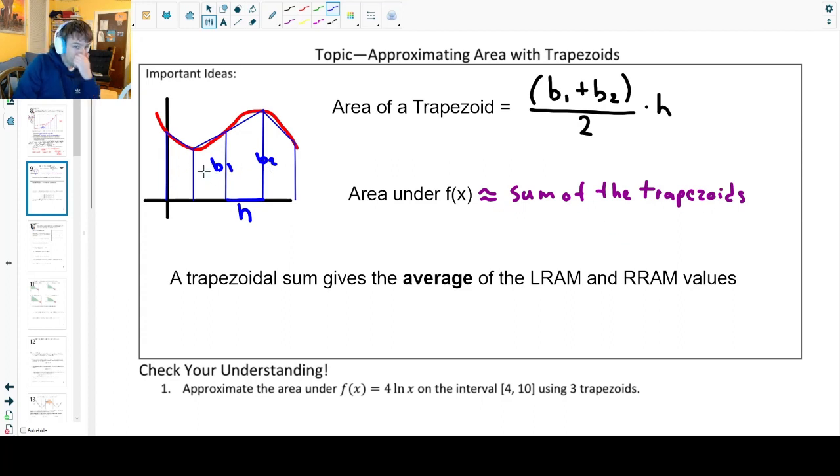So however many trapezoids we want, obviously just like rectangles, the more of them we do, kind of the better an approximation we have. You can see here with this graph, as it curves up and down quite a bit and we don't have that many intervals, you can see that there is a good amount of over and under approximation that is happening even with trapezoids. And then finally, the trapezoidal sum, which we just kind of worked on there, is the average of the LRAM and RRAM values. So you can directly calculate the trapezoidal sum, or you can calculate the LRAM and RRAM values and average those. Either way, you can find the trapezoidal sum.